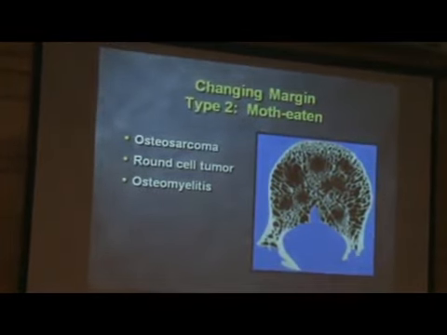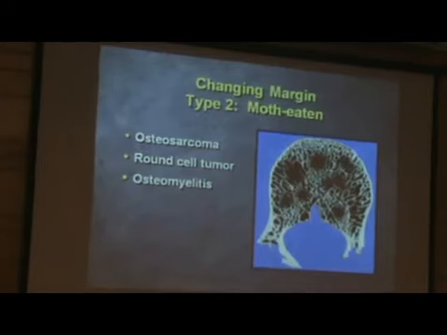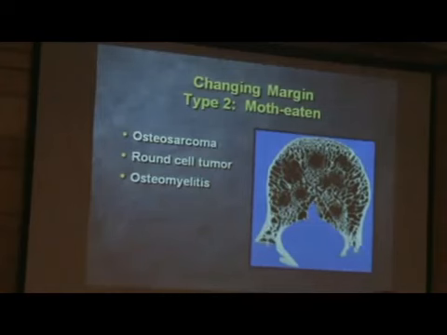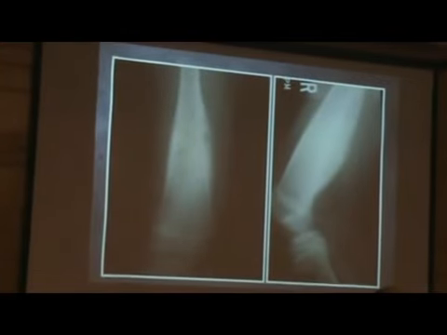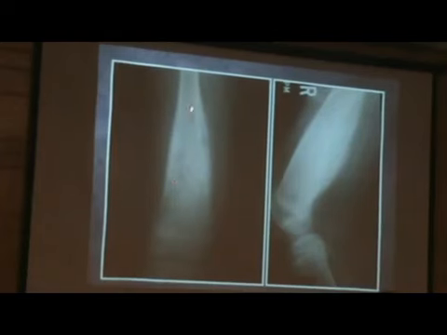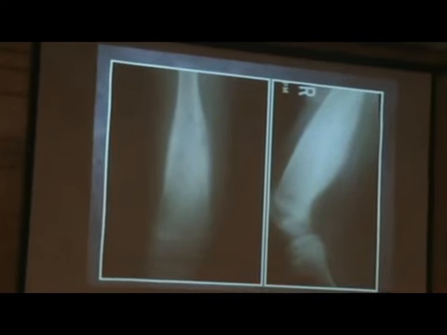The moth-eaten type of margins indicates a faster growth compared to the geographic, and we can see that with osteosarcoma, round cell tumors like Ewing's and lymphoma, and also non-neoplastic conditions like osteomyelitis. Here's a case of osteomyelitis in this youngster. The growth plates are open, and you can see less well-defined margins, and you also see the overlying periostitis in this patient. This was chronic osteomyelitis.